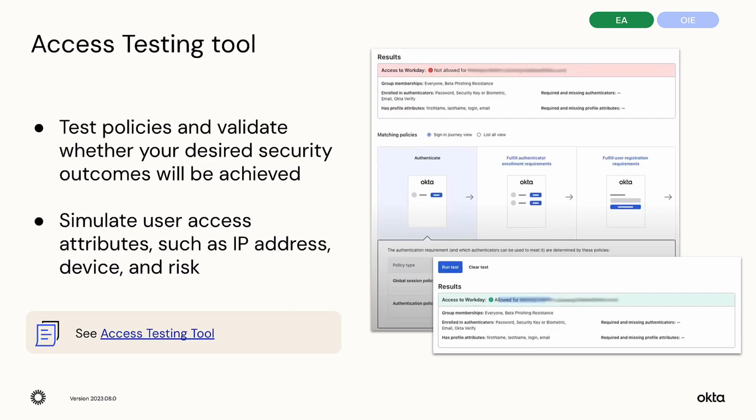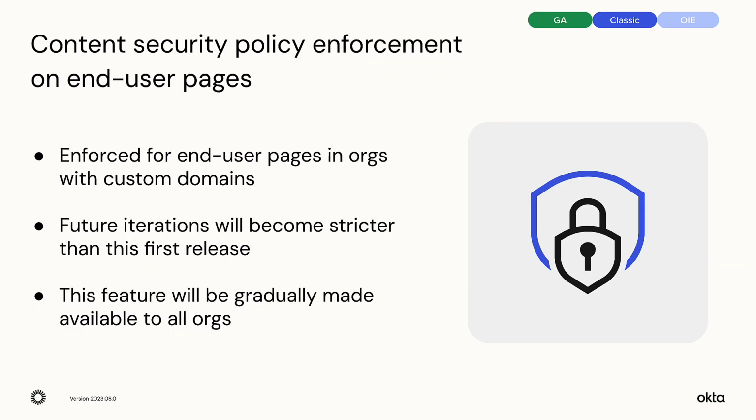Access Testing Tool. With the Access Testing Tool, you can quickly and easily test policies and validate whether your desired security outcomes will be achieved. This tool allows you to simulate user access attributes such as IP address, device, risk, and so on, to test whether the user will be granted access to the specified application. The tool helps you identify potential security risks and compliance issues before you implement a policy.